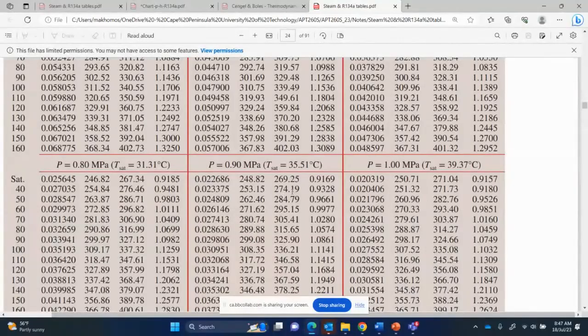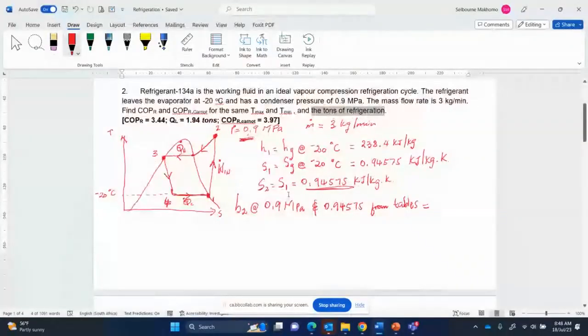In the interest of time, I'm not going to interpolate. I've already interpolated here on my paper. I'm just going to give you the final answer. After interpolation, at 0.94575, our enthalpy H2 is 278.29 kilojoules per kilogram, which falls between 274 and 284. So the homework is that, please, guys, when you have time, go and interpolate this value and that value to get the enthalpy.